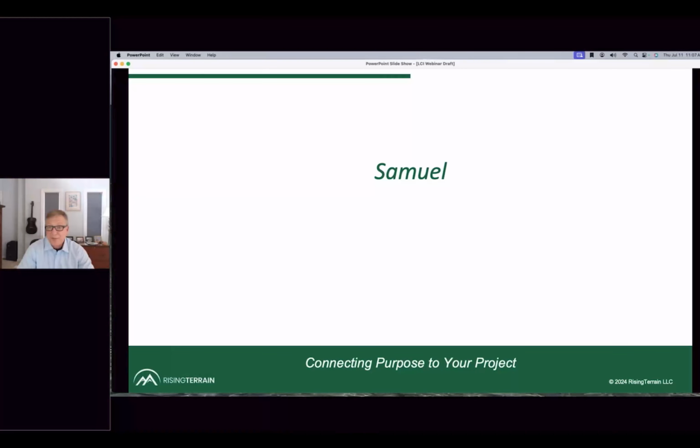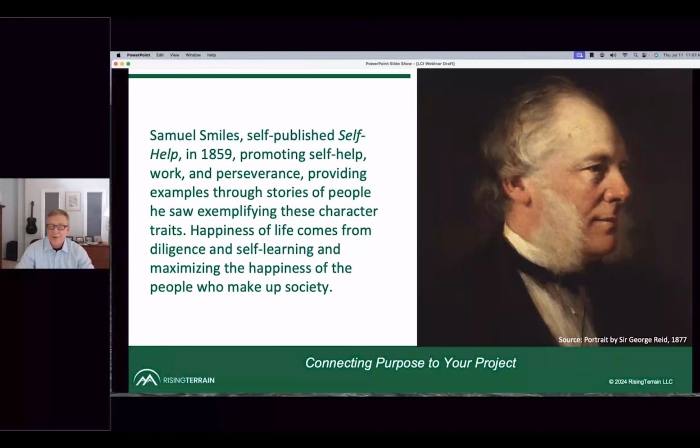So next I'll move to Samuel. So Samuel is Samuel Smiles, and he's a very different part of the world. He was from England, and he's best known for publishing a book called Self-Help. So Self-Help, this is in the middle of the 19th century, and is really focused on the importance of the individual working hard, being focused in their work.